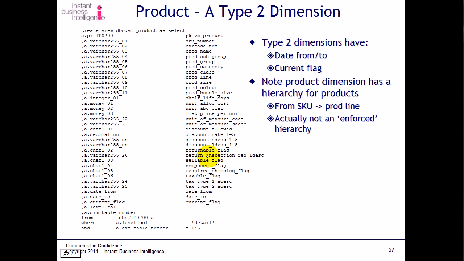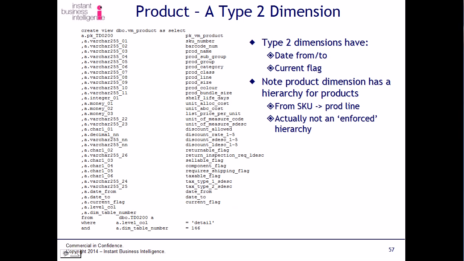When it's returned, is an inspection required? Is it a sellable item, or is it a component flag? Does it require shipping? Is it taxable? And if it's taxable, then the tax types and things like that. So they're very standard things you're going to see on a type 2 dimension. But the important 3 fields are date from, date to, and current flag. So in a type 2 dimension, you have date from, date to, and current flag.